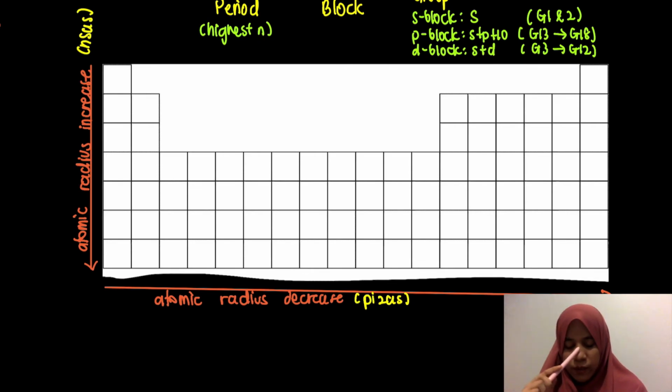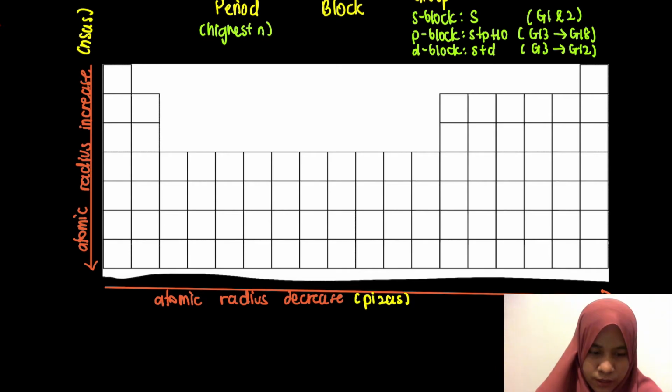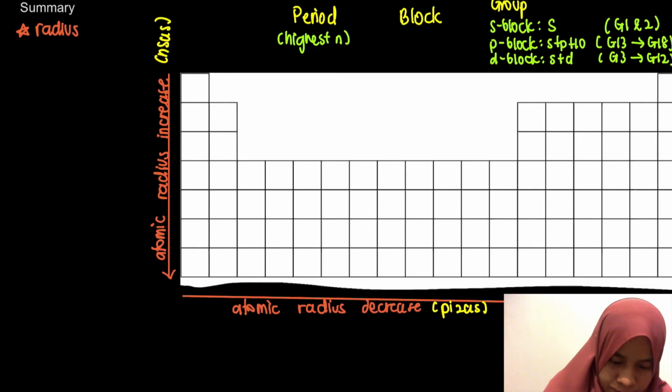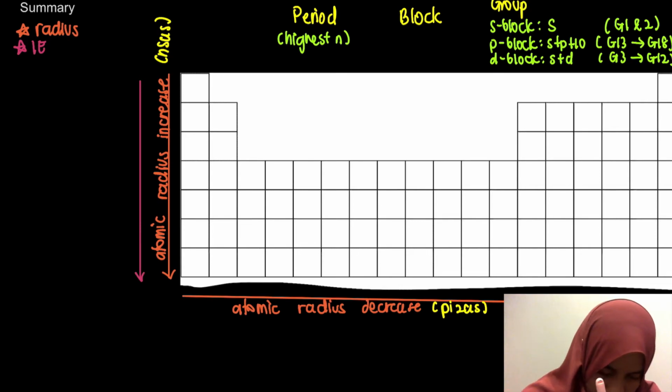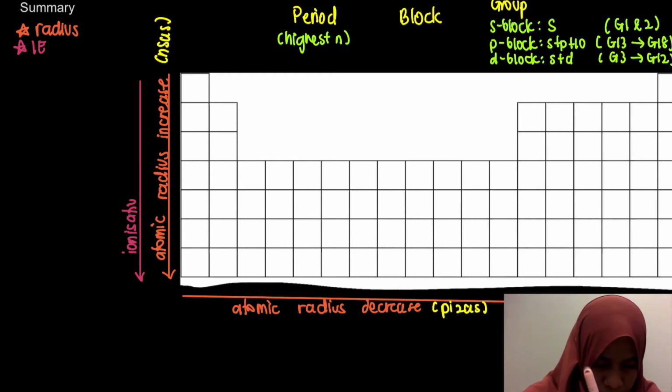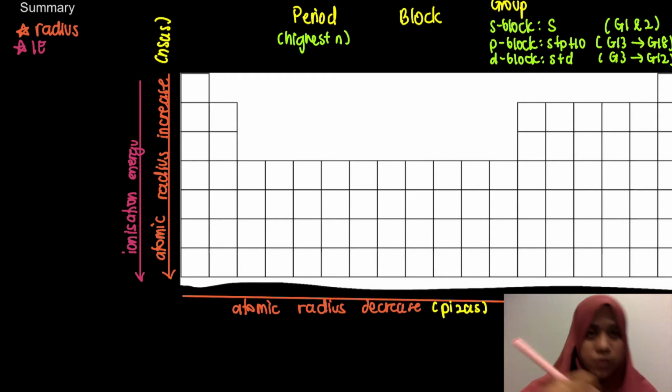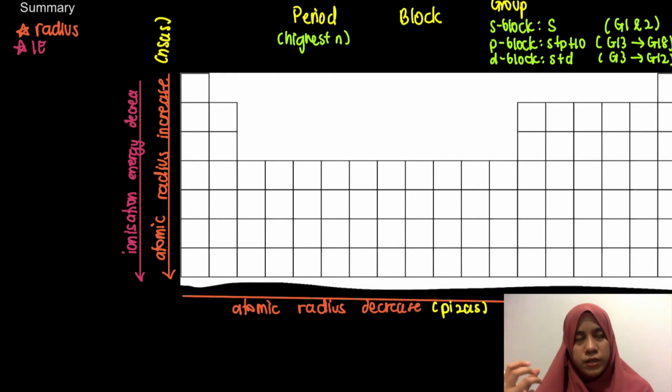Another trend we learned is ionization energy. Down the group, the ionization energy will decrease. Why? Because down the group, the shielding effect increases. So when shielding effect increases, the attraction between the valence electron and the nucleus is low, so it is easier to remove our electron. That's why ionization energy decreases down the group.